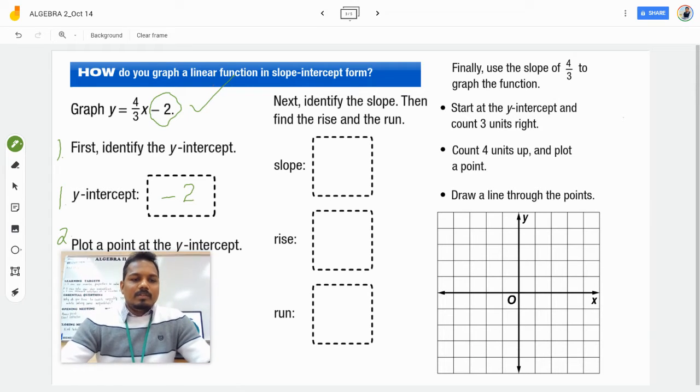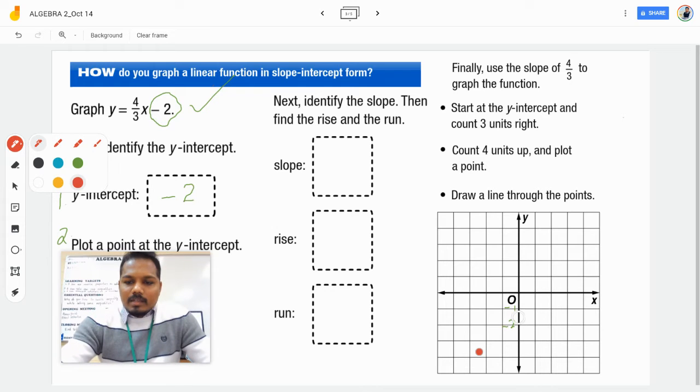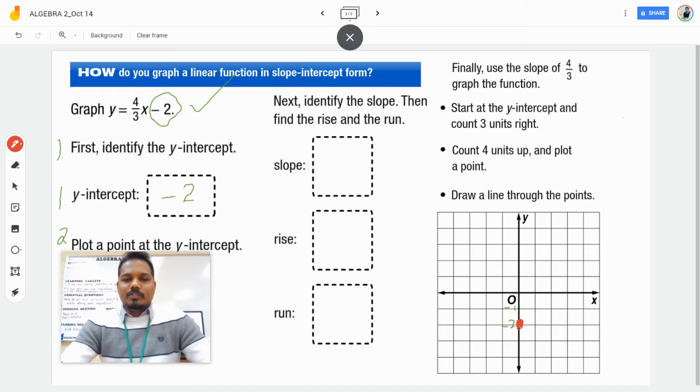Now, step 2, plot a point at the y-intercept on the graph. So find -2 on the y-axis. This vertical axis is the y-axis. This point is -1 and this point is -2. You go ahead and plot a point at -2. We are plotting on -2 on the y-axis because our y-intercept is -2.